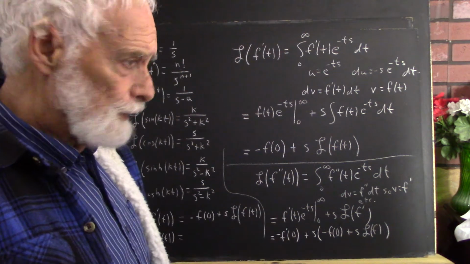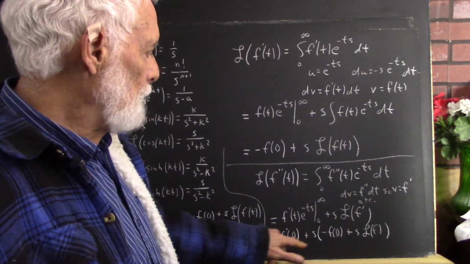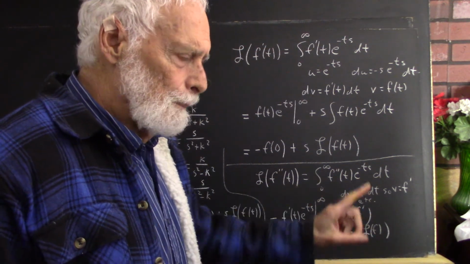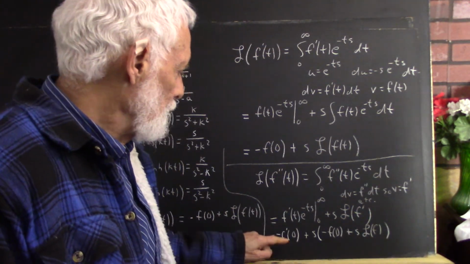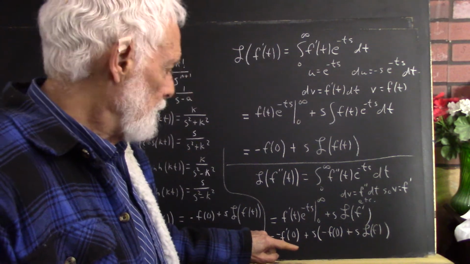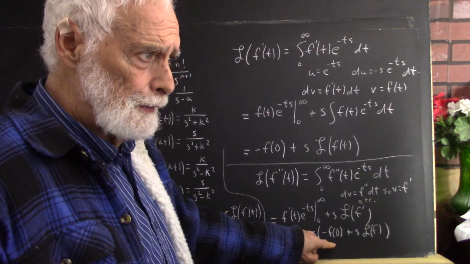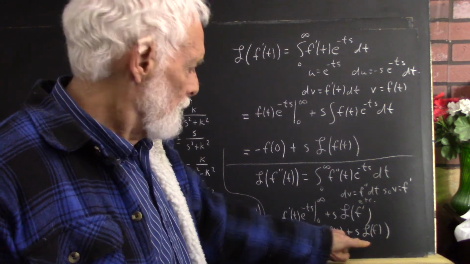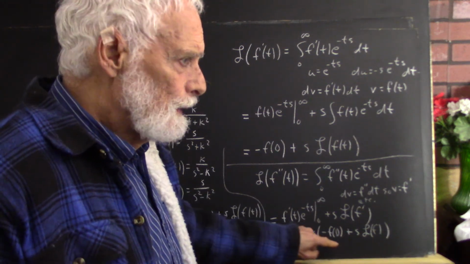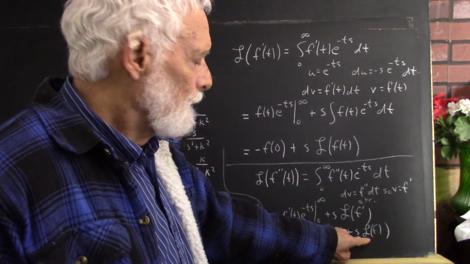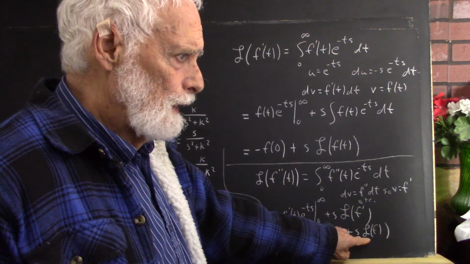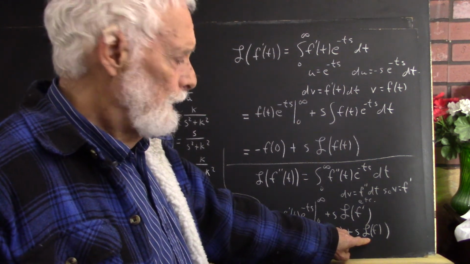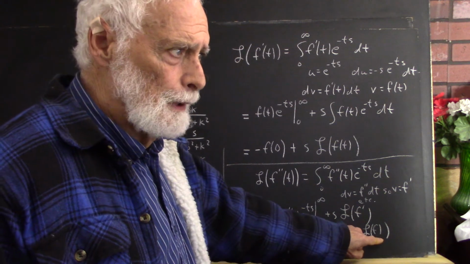I mean, I could write out this would be negative f prime of 0 minus s f of 0 plus s squared L of f. The main thing to understand is that if you have initial conditions that tell you f prime of 0 and f of 0, then this just reduces to simple algebra on L of f, and you can transform your equation into an equation where the unknown is the Laplace transform.